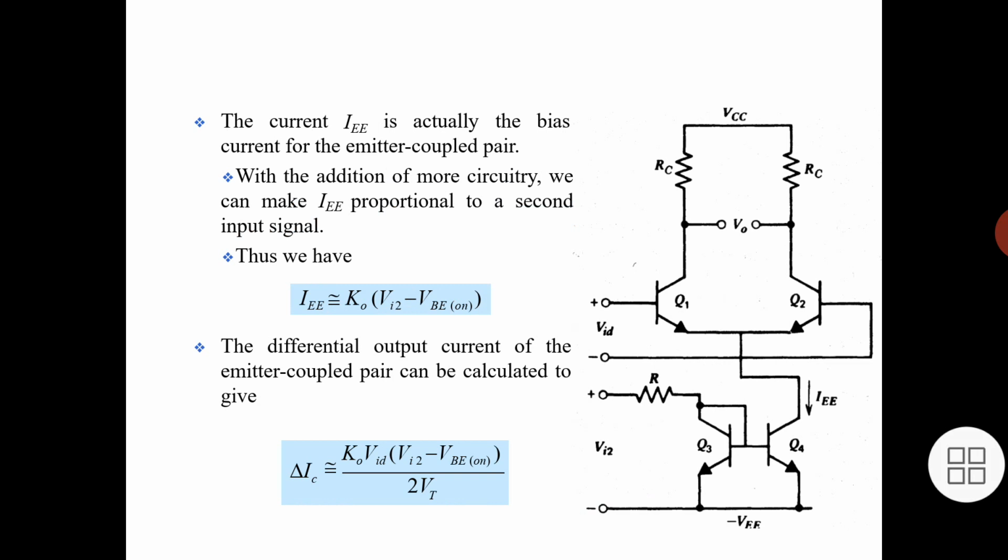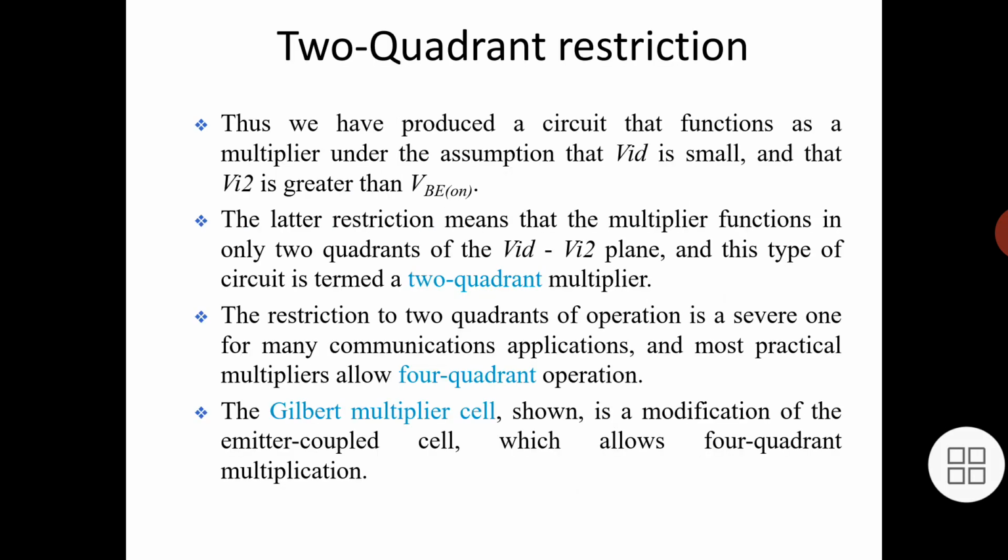The differential output current of the emitter coupled pair can be calculated to give delta IC approximately equal to K0 into VID into Vi2 minus VBE on divided by 2VT. And what are the two quadrant restrictions? Thus, we have produced a circuit that functions as a multiplier under the assumptions that VID is small and that Vi2 is greater than VBE on. The latter restriction means that the multiplier functions in only two quadrants of the VID minus Vi2 plane, and this type of circuit is termed a two quadrant multiplier.